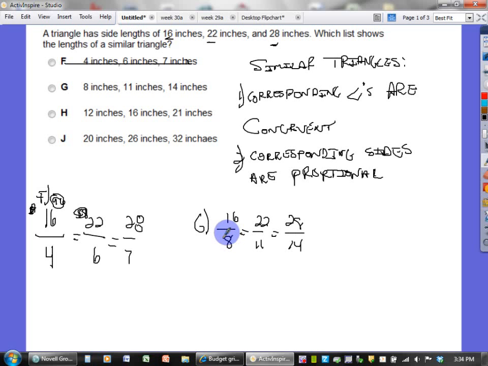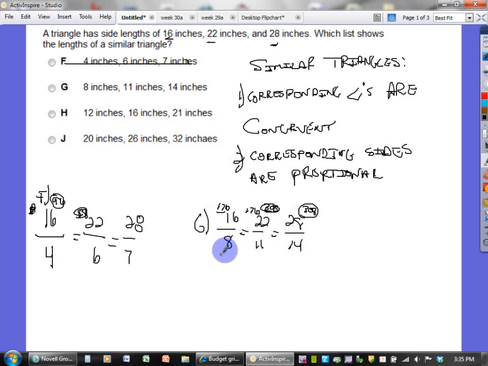16 times 11 equals 176, and 8 times 22 is 176. And then 28 times 11 is 308. And 22 times 14 is 308. Now, notice that this ratio matches this ratio. Even though that 308 and 176 don't equal each other, it's okay because I know that this side length is proportional to this one, and this one is proportional to this one.